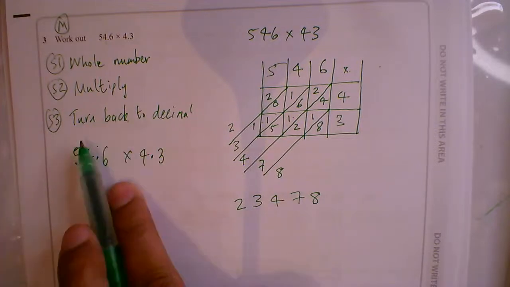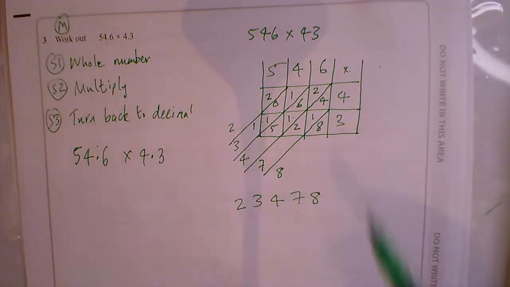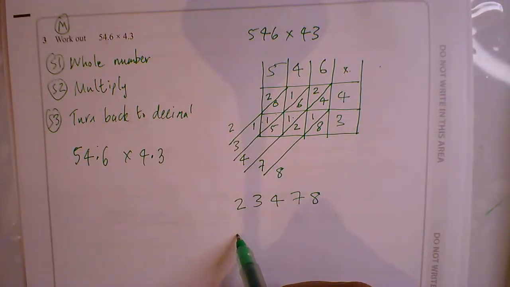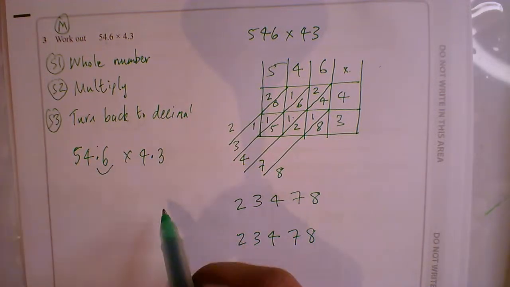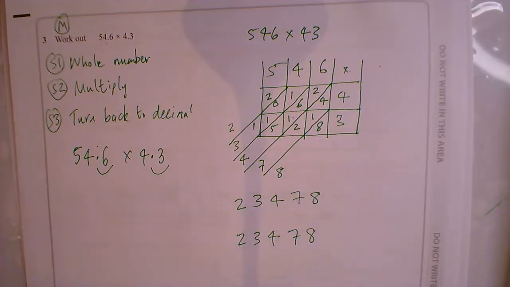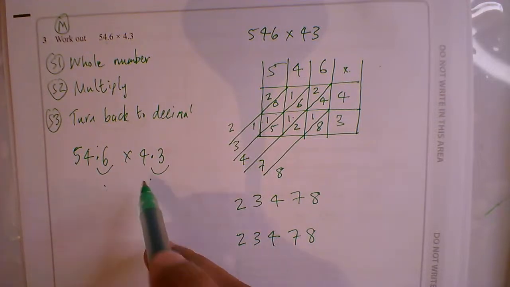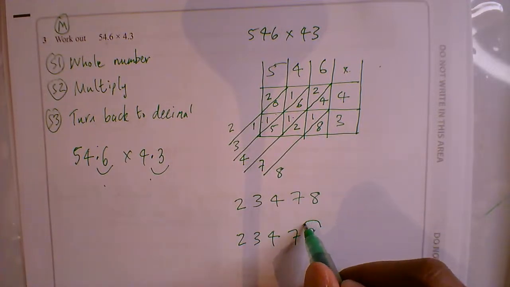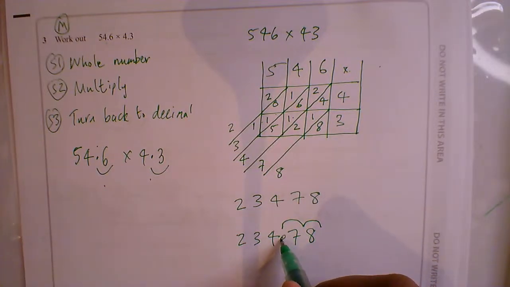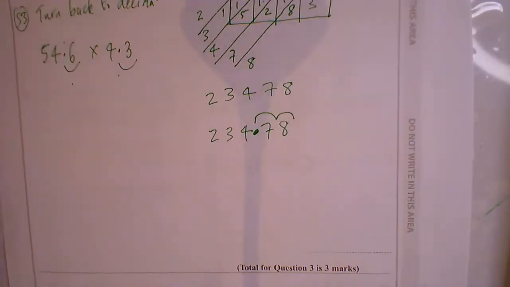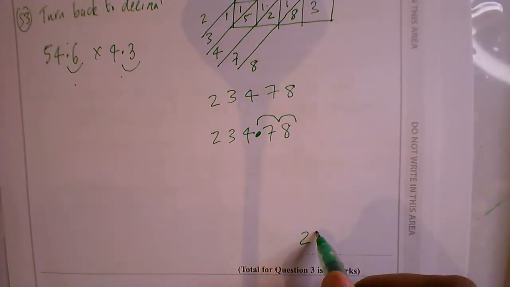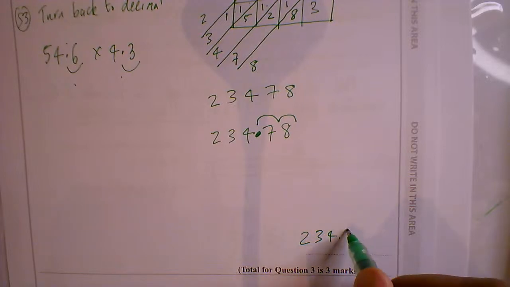Now, I've multiplied the numbers. Now I need to turn it back to a decimal. So I've got here 2, 3, 4, 7, 8. I've got one place value here and another place value here, so two place values altogether. So I'm going to count 2 place values and put my decimal point there. So that's how I turn it back to a decimal. And this is worth 3 marks. So my final answer is 234.78.